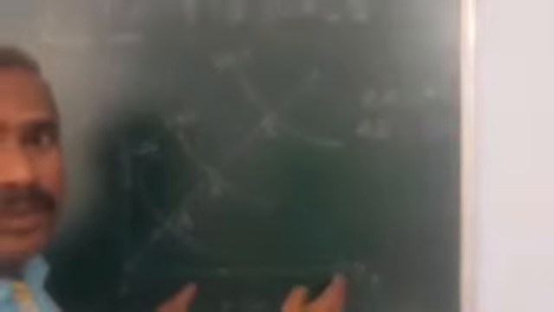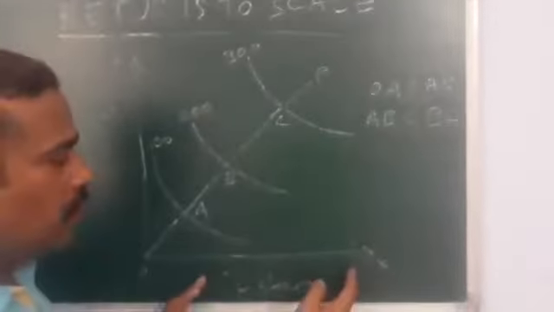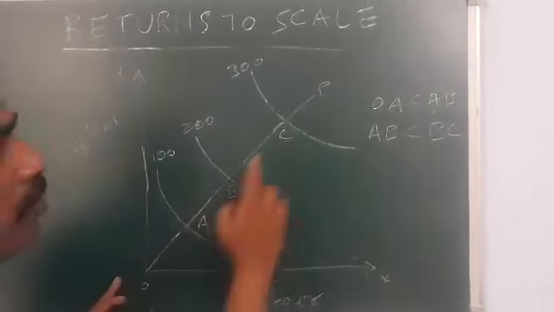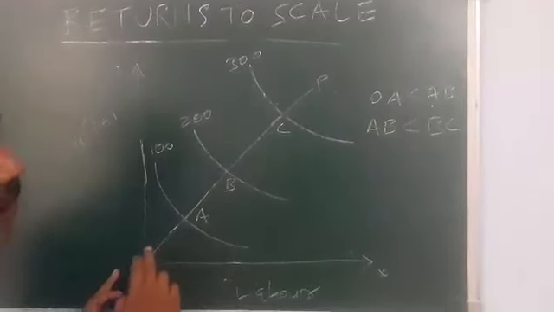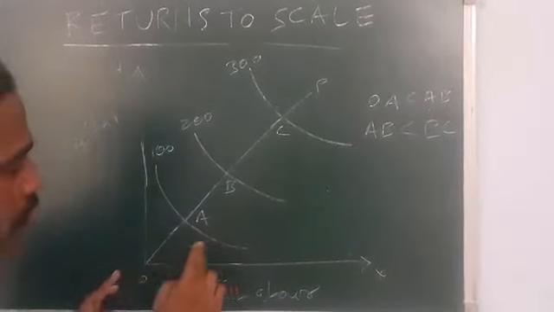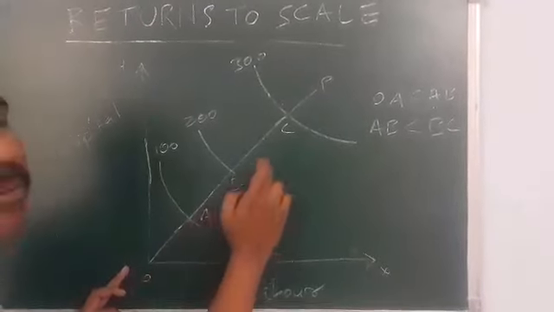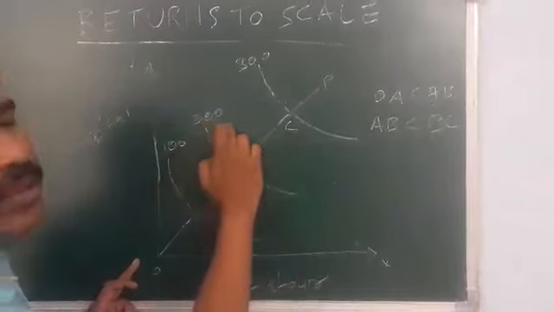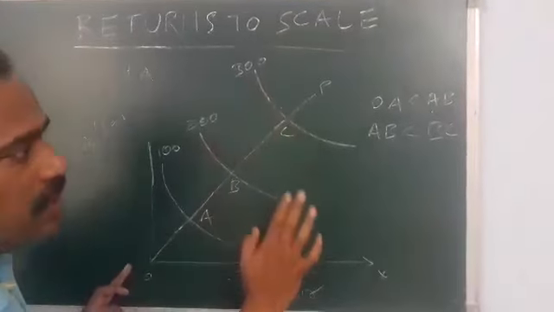This diagram shows decreasing returns to scale. Okay, here on the OP path, you observe the movement O to A to B, B to C. We are getting 100, 200, 300 units of the production.